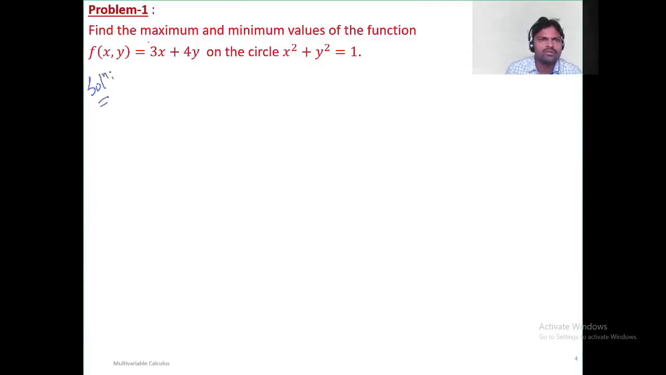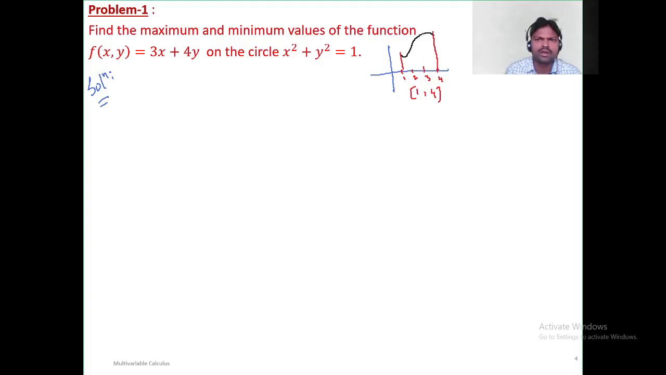What do you want? Find the maximum and minimum values of the function f of x comma y of this, on the circle given. On the circle only we have to find the maximum or minimum. See, for example, if you look at the one variable case, if this is my function, let's take this point as 1 and this point as 2, this is 3 and this is 4. Now I am looking at 1 to 4 only. In the interval 1 to 4 only, what is the maximum and minimum? Between 1 to 4 means from here to here only.